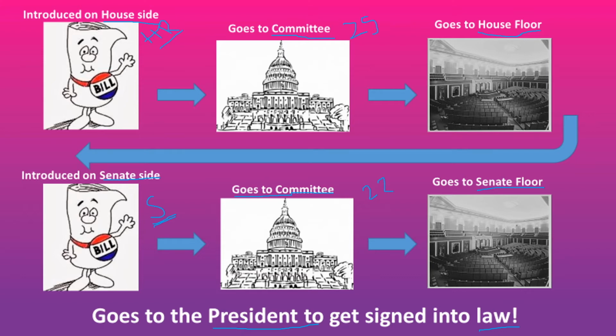So again, to quickly do a review, either a House member or a senator can introduce a bill. Once it's introduced, it goes to the Committee of Jurisdiction, then it goes to the floor, and so on and so forth. The same process happens on both sides before it goes to the president to get signed into law.